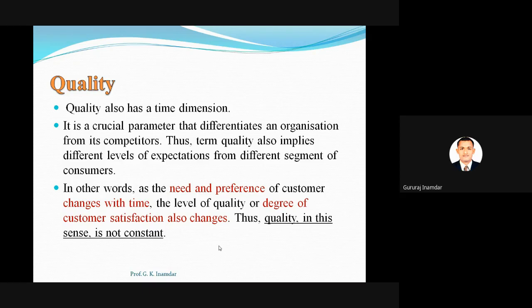Everything is time bounded. There is a certain limit. There is a limit for the human also. Everyone has a time limit, time dimensions, so for quality also we have to follow time dimensions. It is a crucial parameter that differentiates an organization from its competitors. Why is the time dimension required? Because in society and in organizations there is competition, there are a lot of industries, so competition is definitely very high.